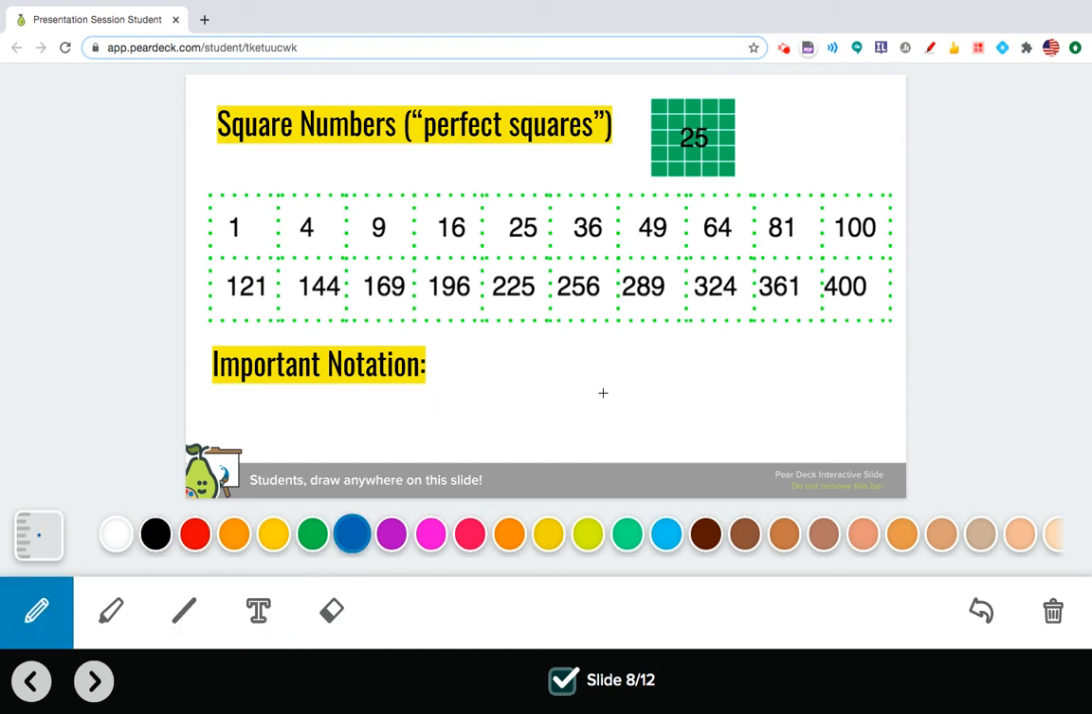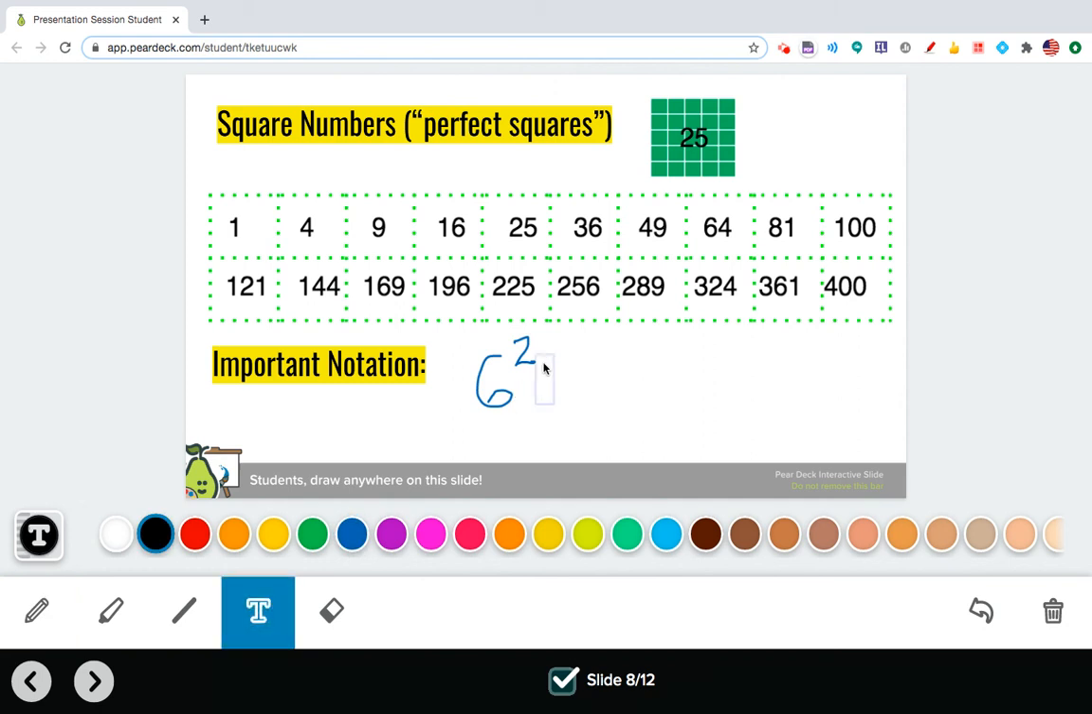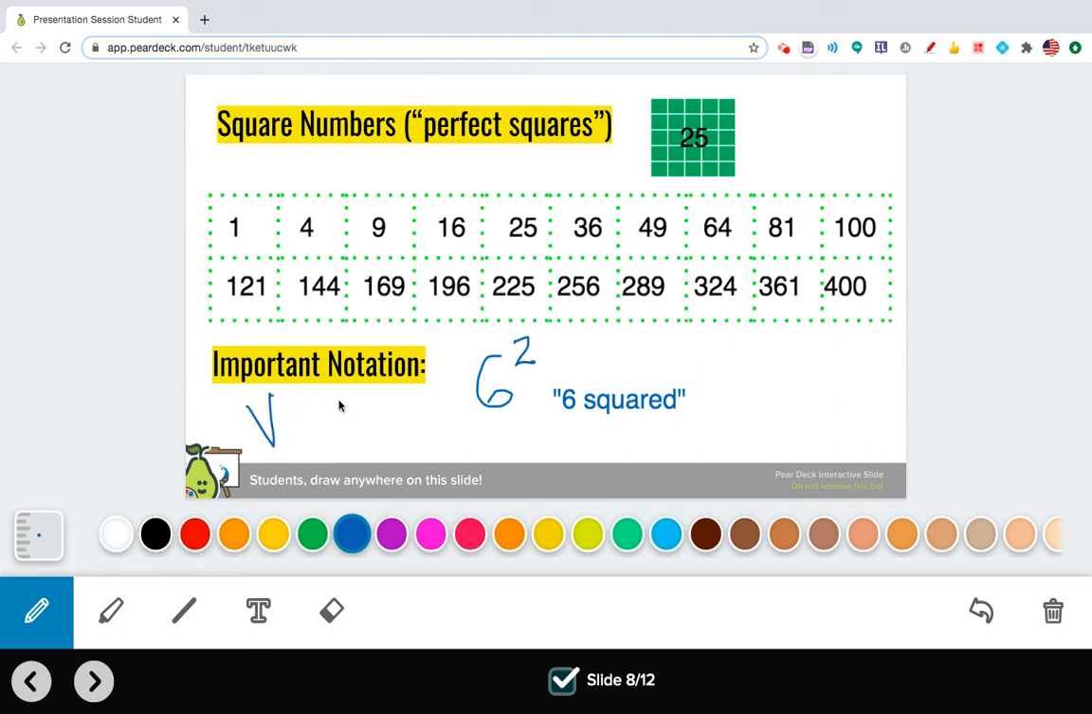I'm going to use my pencil tool. Let's remember that when we have a number and an exponent of 2, we say 6 squared. In words, we say 6 squared. And we know that that means 36. It means multiply 6 by itself. Okay, another important notation to remember is this symbol.